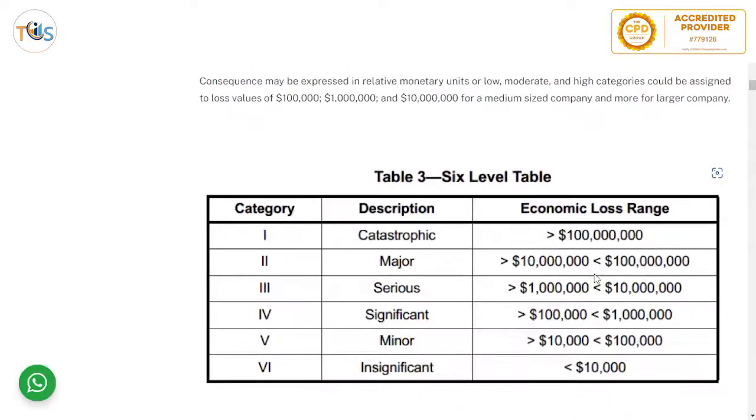Cost. Consequences may be expressed in relative monetary units or low, moderate, and high categories, and could be assigned to loss values of, say, $100,000, $1 million, or $10 million for a medium-sized company, and for a larger company, it's more, obviously.